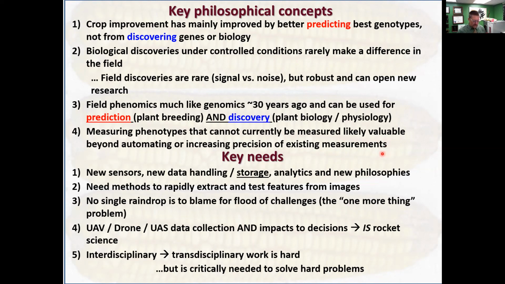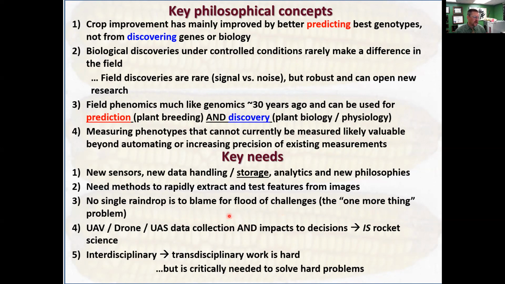We are still looking at data from 2017 in my program. A lot of the 2018, 2019, 2020 data we haven't even touched because it takes so long to process it. And there really is no single raindrop to blame for this flood, okay? It's just a lot of really small problems or a lot of small unknowns that accumulate to make it a little bit challenging to do what you want to do.